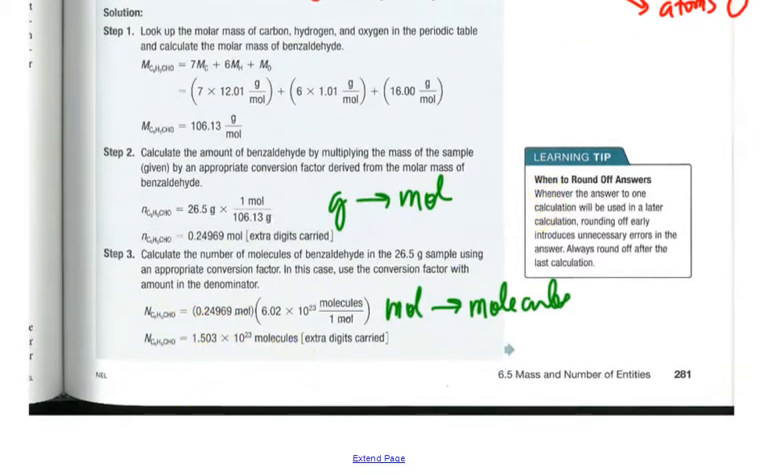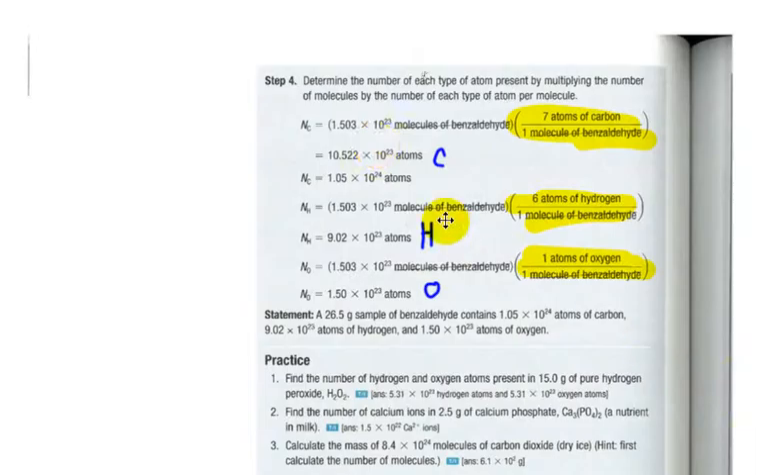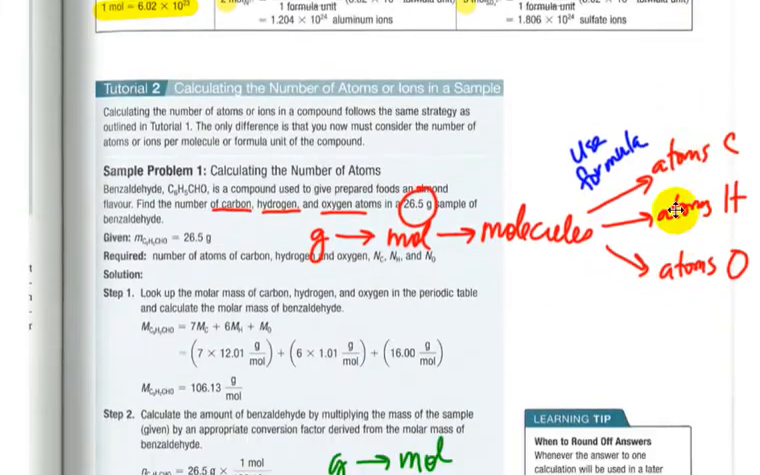So our number of 1.503 times 10 to the 23, we're going to use that to figure out the number of carbons. For every 1 molecule of benzaldehyde, we have 7 atoms of carbon. So we just multiply by 7 over 1. For every 1 molecule, 7 atoms. And where I'm getting that conversion factor is from the formula itself. This part will be different for different questions because it depends upon what the formula is.